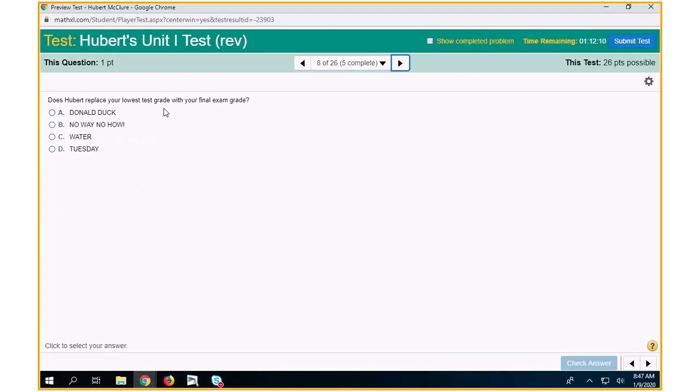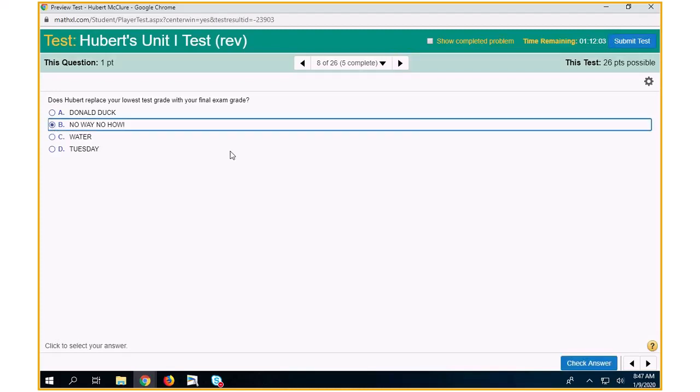Does Hubert replace your lowest test grade with your final exam grade? No way, no how. Deadhead, no notebook, sit over here. I told you about him. I don't know if I told you about him or not. No book, no pen, no pencil, no crayons. Just walks in with this dead stare on his face, okay? And just looks out the window the whole period, okay? Makes a D in the course. Is everybody paying attention here and not looking out the window?